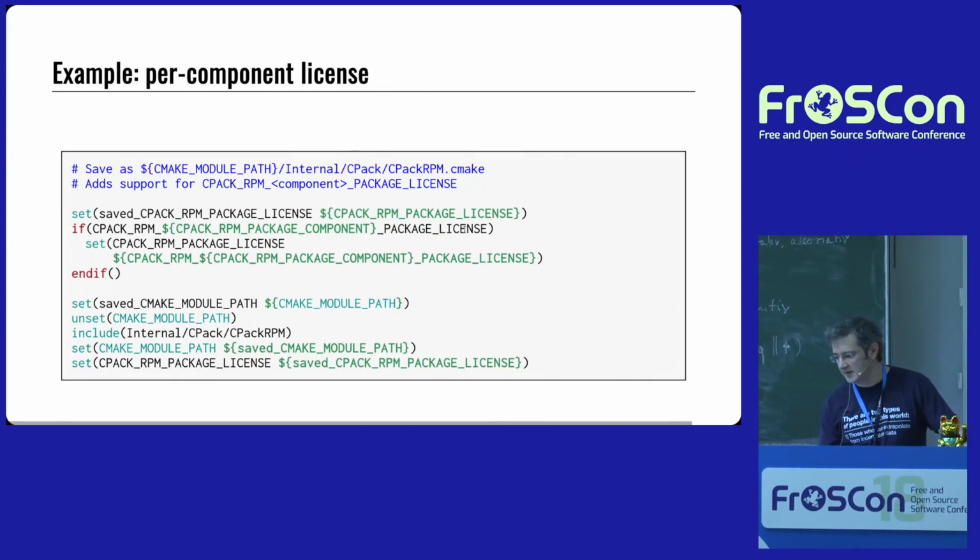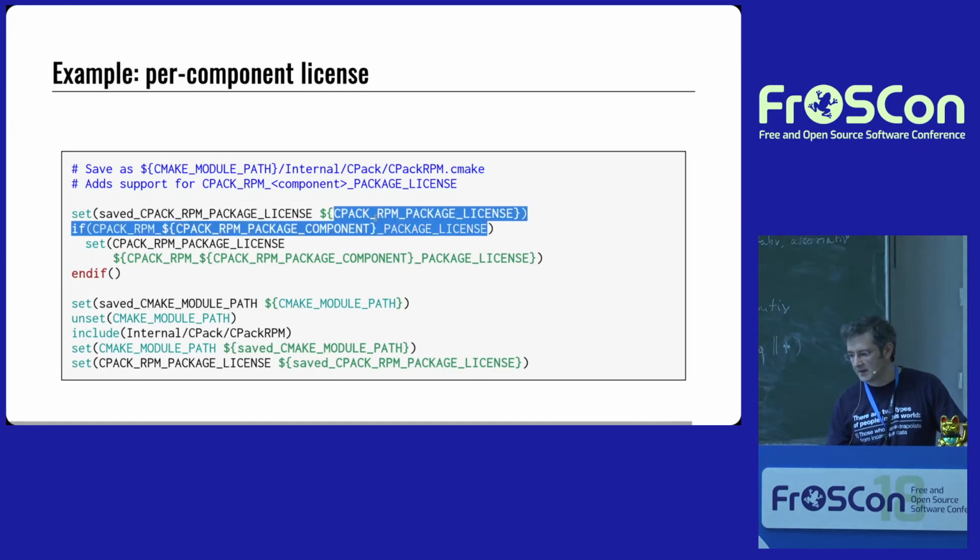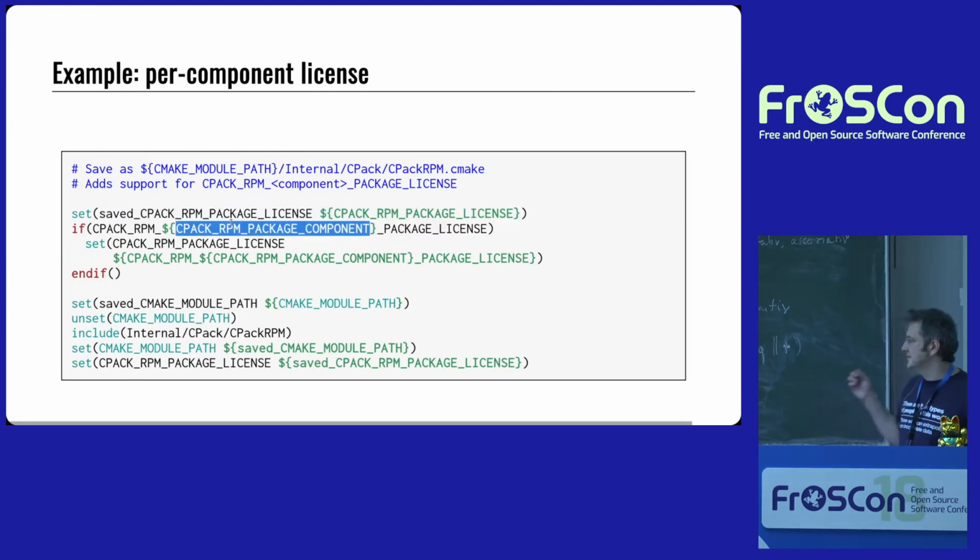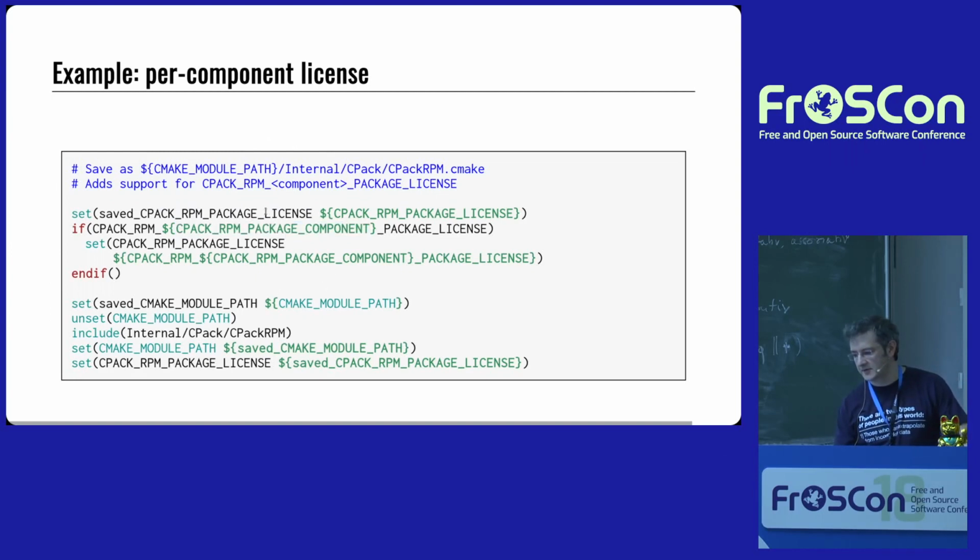So for this file, you need to create a CPackRPM file and put it under this path, where CMAKE_MODULE_PATH is somewhere inside your source tree. And then you can simply define CPACK_RPM_component_name_PACKAGE_LICENSE, as if it was a normal feature supported by CPack RPM. What it does, it simply takes the normal global package license, and does a backup. And if the package license per component is set, this is the name of the current component. And remember, this file is invoked per component by CPack. I just copy the per component value into the global value.